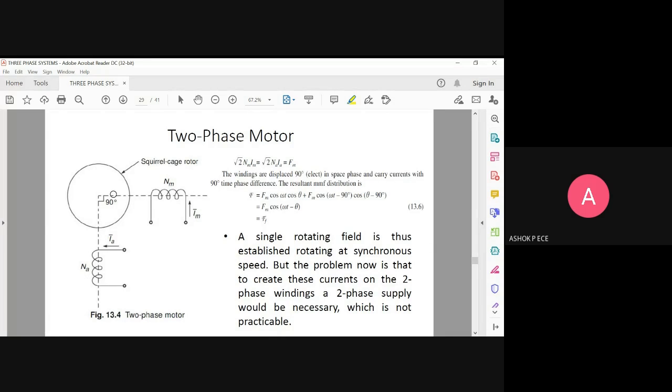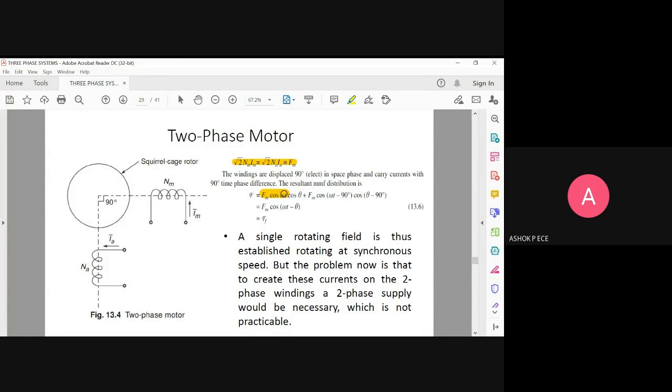So to differentiate, I'm using the M and A coil. If this A coil is not there, it is going to be a single-phase motor. Since I am adding one more coil perpendicular to the already existing coil, it becomes a two-phase motor. And this equation is given: root 2 Nm Im will be equal to root 2 Na Ia, considered to be Fm. So if you find the total field, F is equal to Fm cos omega t cos theta.